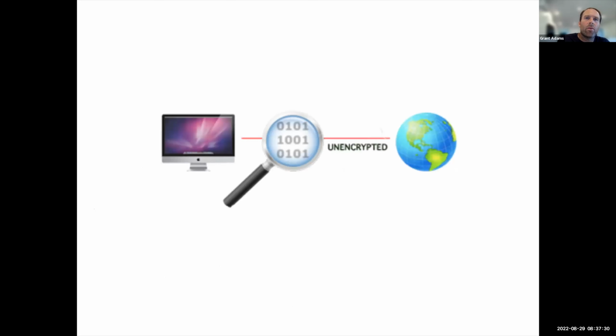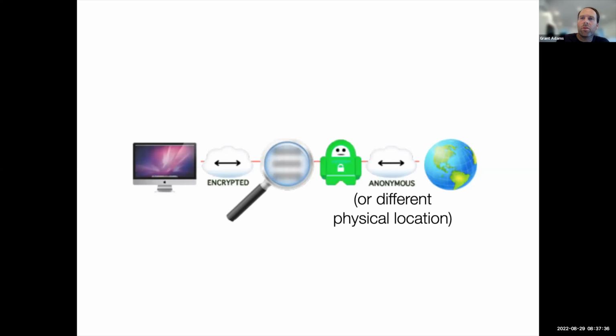So this is kind of how it works. There's your computer. This is the typical connection. It's you to the internet. When you do it through a VPN, you're encrypted and tunneled to the VPN, and then you're coming out after the VPN to the internet.